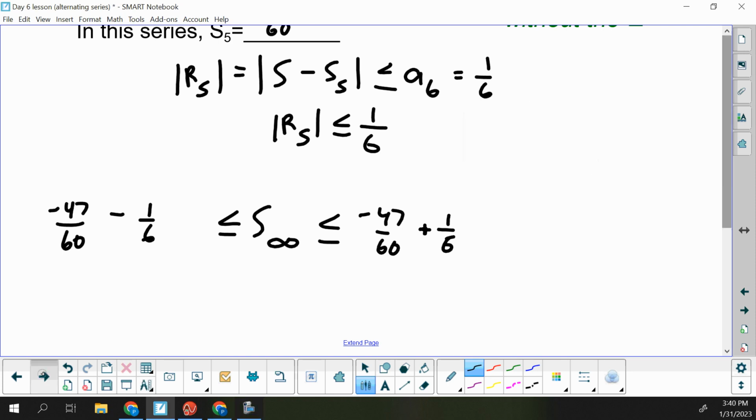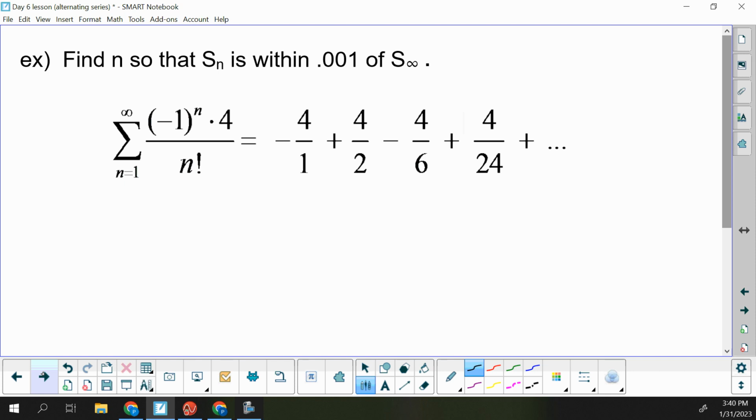All right, one more question for today. So we've got an infinite series here. We want to find how many terms we have to go out so that our partial sum, our Sn, is within 0.001 of the infinite sum.